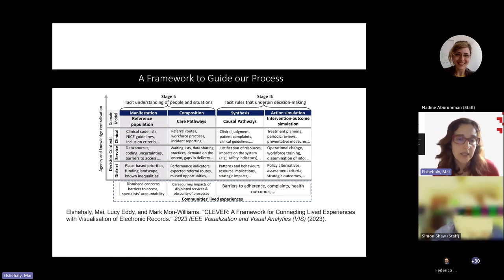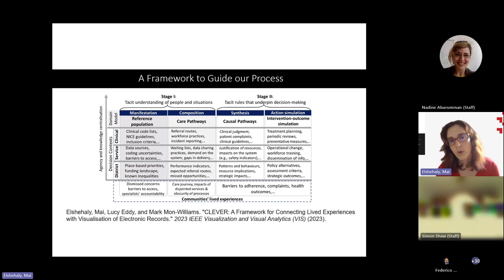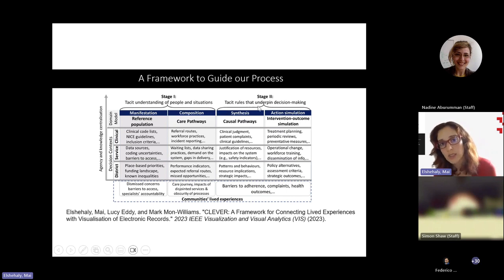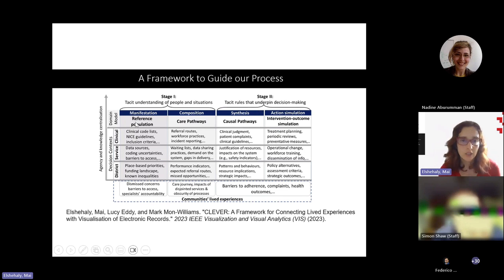And again, the argument that we made is that we need to focus on the real world narrative, and we really need to focus on the qualitative data. And so we started looking at what aspects of that narrative are helpful to decision makers across the different stages of decision making. So on the top here, you can see the different stages of decision making, which are broken down into building their tacit understanding of people and situations, and then building tacit rules that underpin decision making. And under each one of these are the different bits of knowledge or knowledge constructs that they need to build in order to make sense of the world around them.